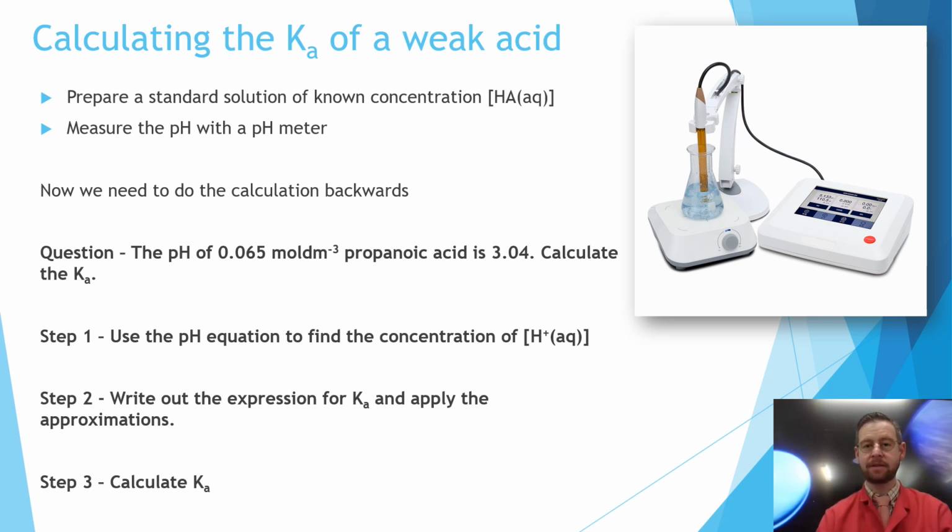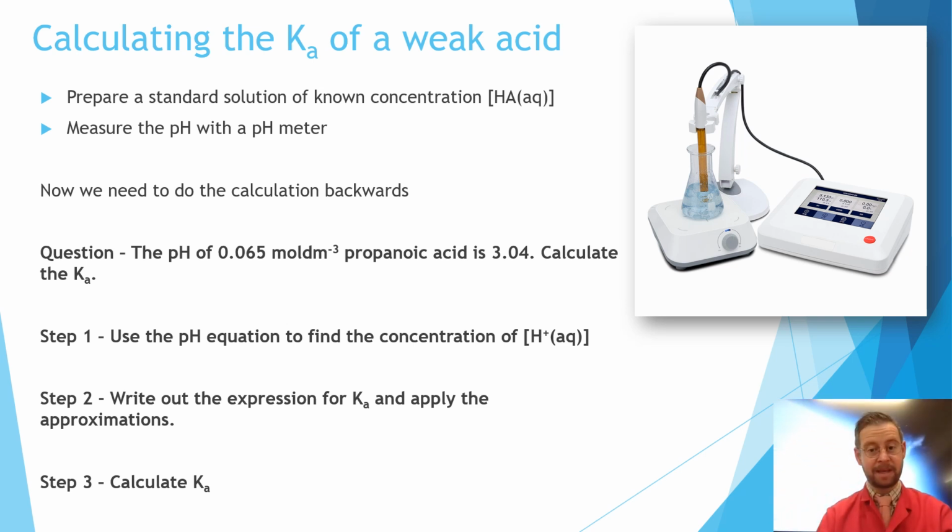And we need to do the previous method backwards. So if we know the concentration of this propanoic acid, and if we know the pH is 3.04 from measurement, then what we can do is use the formula to work out, first of all, from the pH, what the concentration of the H plus ion is, and then by writing out the formula for the dissociation constant, we can work out Ka. So let's have a look at a workthrough of this.